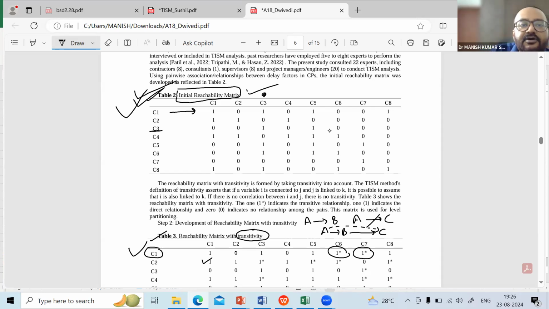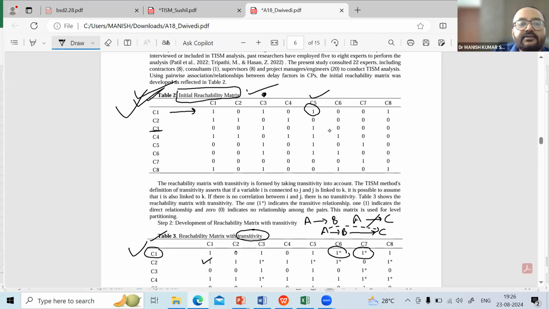So now we'll start from here. C1 is impacting C3, right? Now C3 is impacting C5, but we have a direct relationship here already there. So we don't need to worry about that. So it means now C3 is done. Now we'll go to C1 is impacting C5. We'll go to C5. Please listen very carefully.